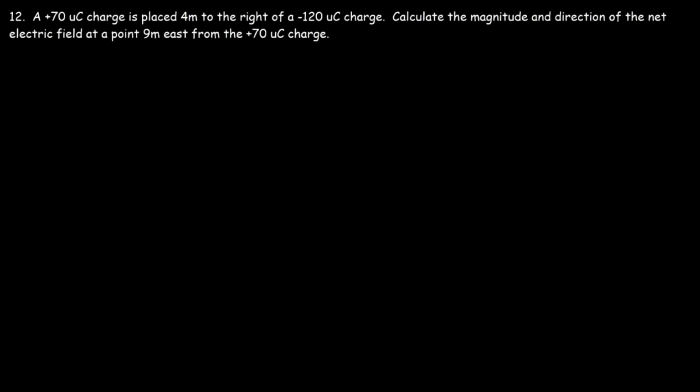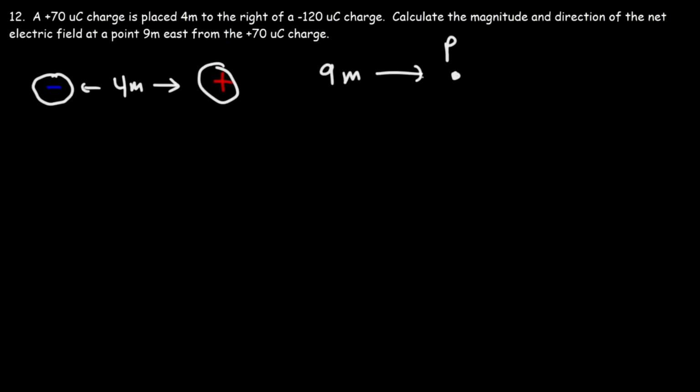So first we have the negative charge, which we're going to put on the left. And then to the right of that, there is a positive charge. And the separation distance between them is 4 meters. Now to the right of the positive charge, we have point P, and it's 9 meters to the right of the positive charge. So let's call this Q1 and Q2.